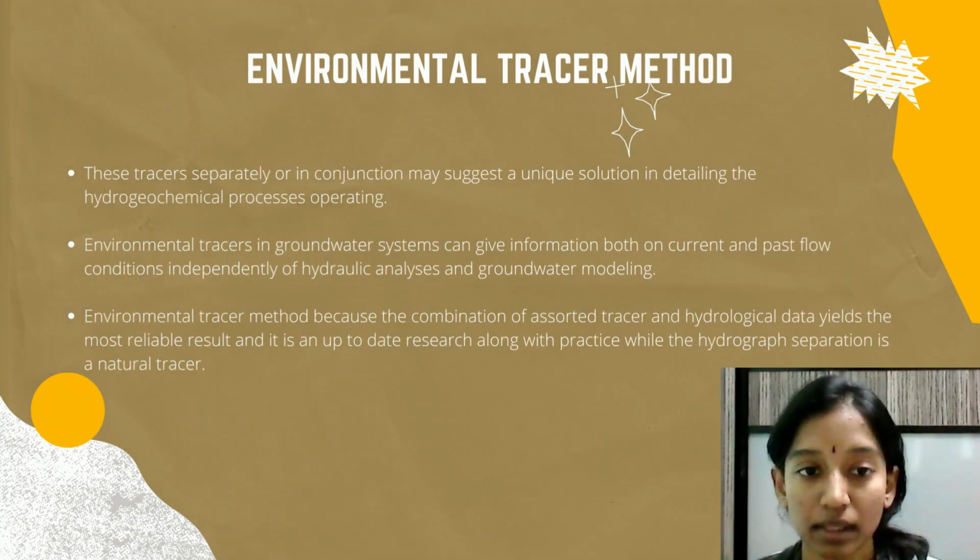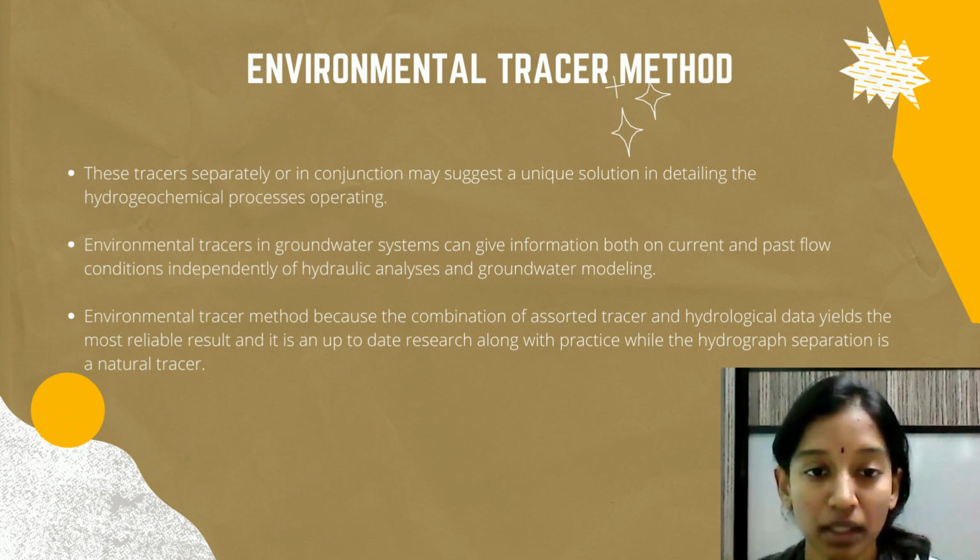Environmental tracer method. These tracers, separately or in conjunction, may suggest a unique solution in detailing the hydrogeochemical processes operating. Environmental tracers in a groundwater system can give information on both current and past flow conditions independently of hydraulic analysis and groundwater modeling. In the environmental tracer method, the combination of environmental tracer and hydrological data yields the most reliable result, and it is up-to-date research along with best practice, while hydrograph separation is a natural tracer.